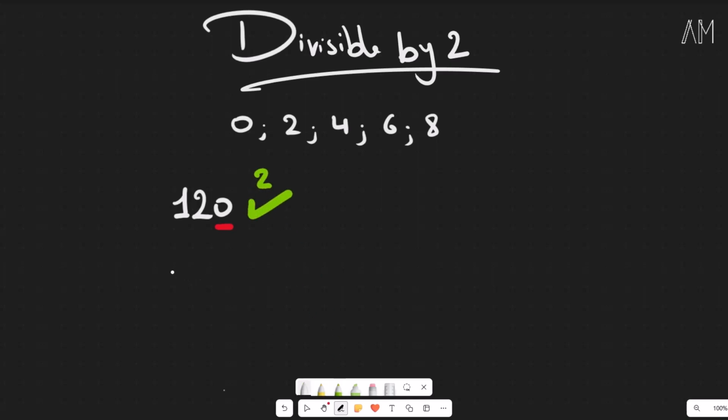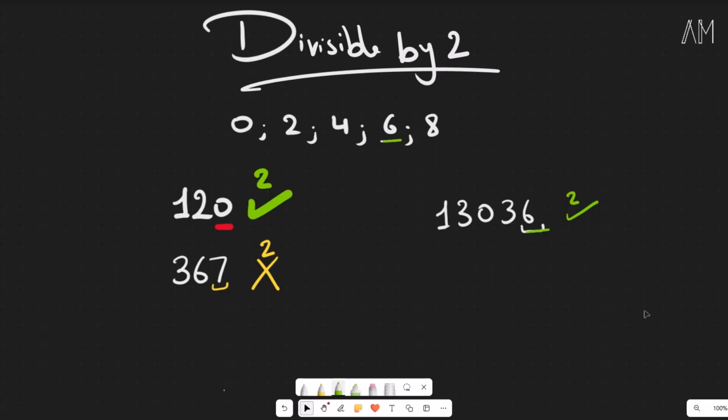Let's take another number. Let's say I have 367. Here, it ends with 7, which is not in the list of 2, so directly I can say it is not divisible by 2. Taking another one, it doesn't matter how big or small it is, since it ends with an even number, which is in this case 6, it means it is divisible by 2. And that's the divisibility rule by 2.